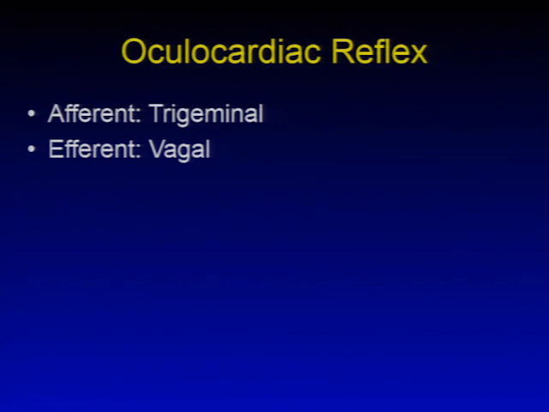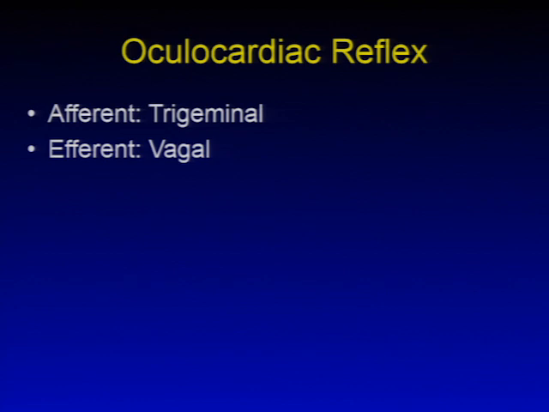So the mechanism for the oculocardiac reflex is that the afferent arm is mediated by the trigeminal nerve. The efferent arm is mediated by the vagal nerve. The triggers of this reflex include pressure on the globe, traction on the extraocular muscles, and a retrobulbar block.